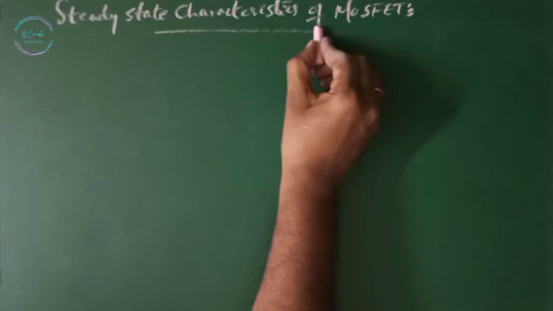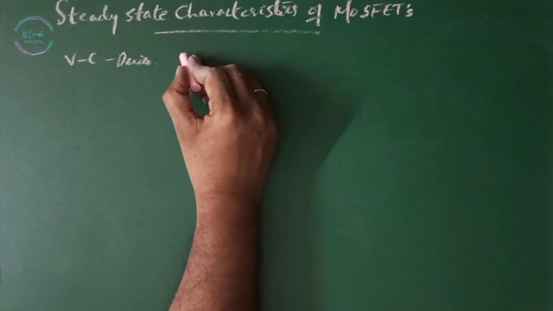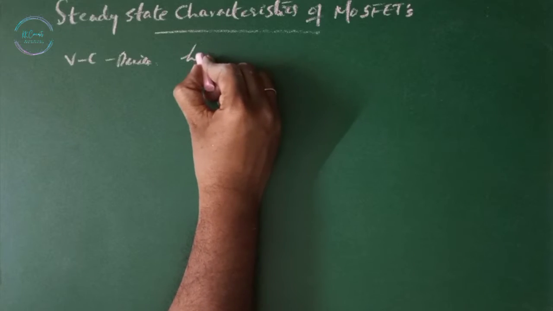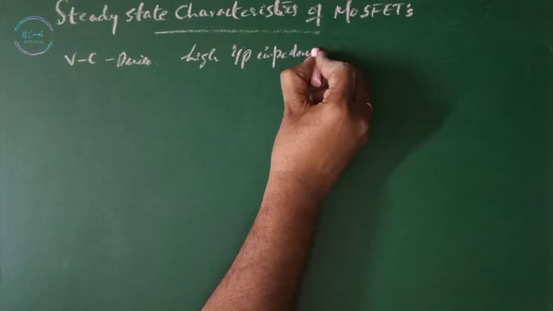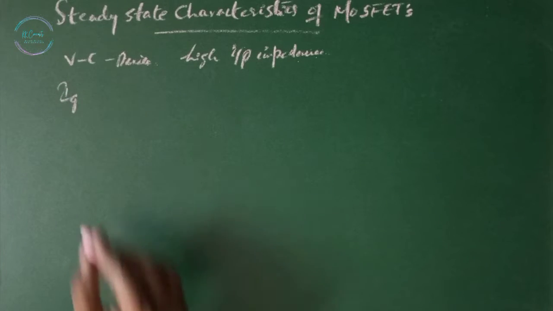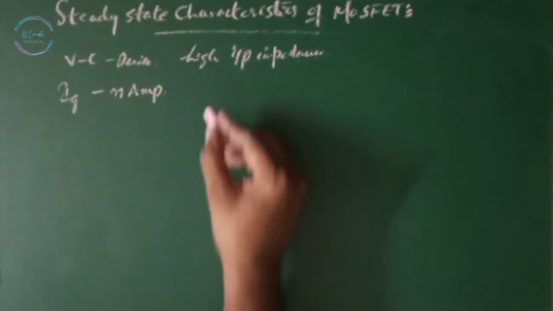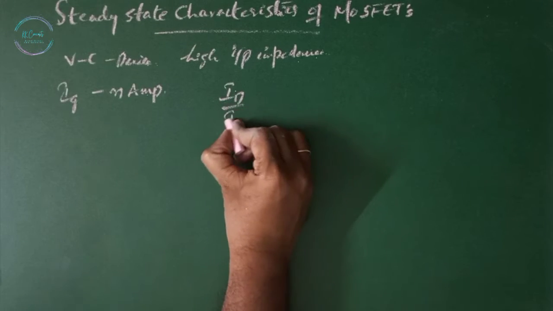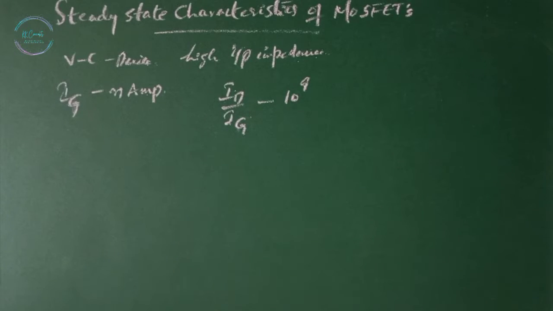Steady state characteristics of a MOSFET. The MOSFET is a voltage control device having high input impedance. The gate draws a small leakage current in the order of nanoamps. The current gain ID to IG is typically in the order of 10 to the power of 9. However, the current gain is not an important parameter in this.